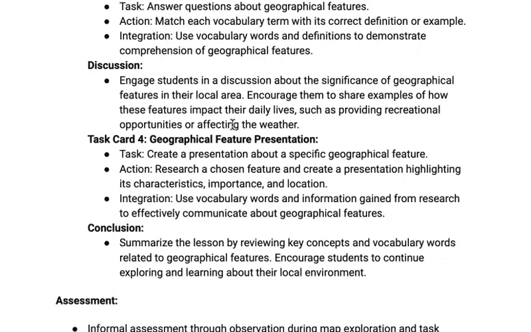And for task card number 4, which is geographical feature presentation, students will create a presentation about a specific geographical feature. They will research a chosen feature and create a representation highlighting its characteristics, importance, and location. And they will use vocabulary words and information gained from their research to effectively communicate about geographical features.